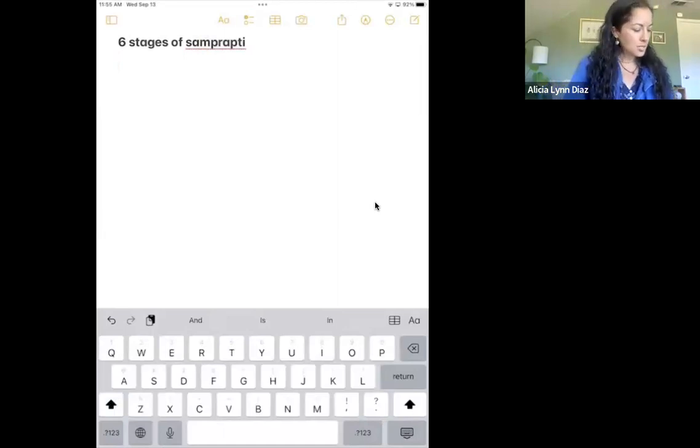Okay. So 6 stages of Samprapti. I'll read you the Ayurvedic Sutra first, and then I'll break it down to the 6. Sanchayam cha prakopam cha prasaram sthana samshayam vyaktim bhedam cha yo veti doshanam sa bhaved bhishak. So this sutra says, the person who knows the stages of the doshas, which are accumulation, provocation, spreading, deposition, manifestation, and differentiation, is a Vaidya, an Ayurvedic physician.